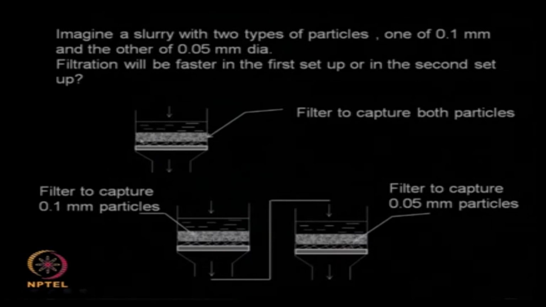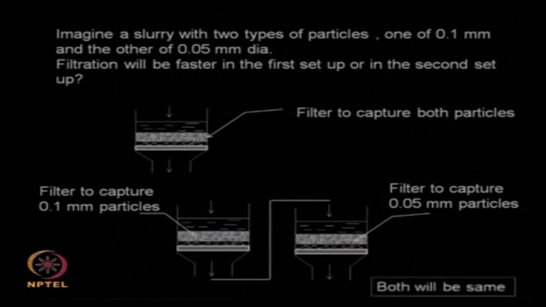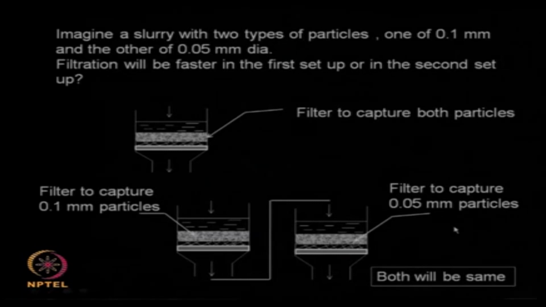So here we have only one filtration setup and you are capturing both 0.1 mm and 0.05 mm, whereas here we have a coarse filter which captures 0.1 mm and then a fine filter which captures the remaining 0.05 mm. So will the filtration be faster here or here? Both will be the same, there will not be any difference.